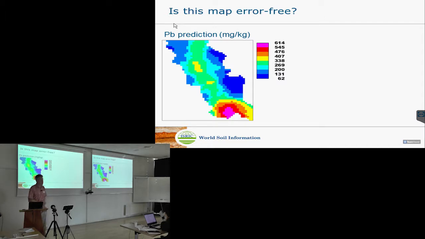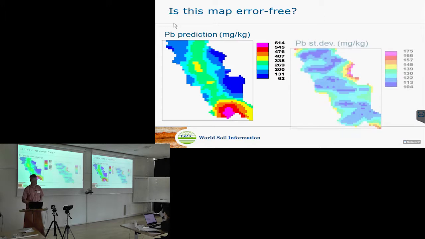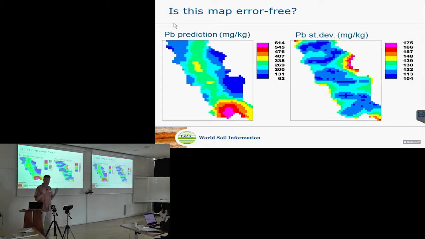And of course, this map is not error-free, and we actually were able to quantify that error too with a Kriging standard deviation. I hope you remember. That was the nice thing about geostatistics. It does not only do the spatial interpolation, but it also quantifies the uncertainty of the interpolated values. And we got these kind of maps. We did the feedback on Monday too, where we looked at them.